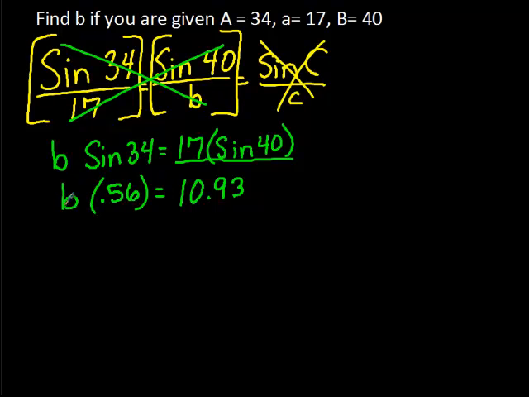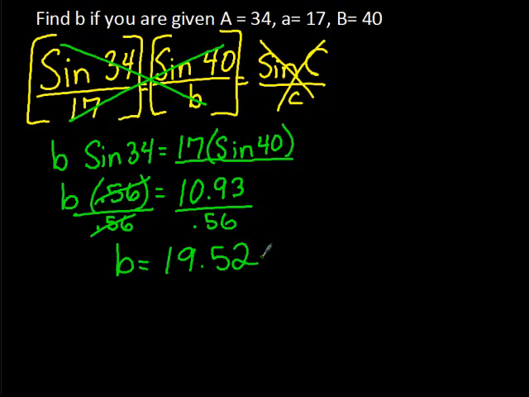which is then multiplied by lowercase b. We want to find lowercase b. So because of that, we need to divide both sides by 0.56 to get lowercase b by itself. So we divide each side by 0.56. We have b equals 19.52. 19.52 is the measure of lowercase b, which is our final answer.